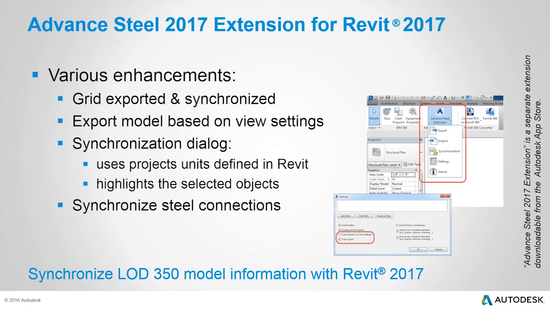So before I move on, the Revit extension is called the Advanced Steel 2017 extension, and you'll need Revit 2017 to get the most of that, or to use that, and you can download it free of charge from the Autodesk website.